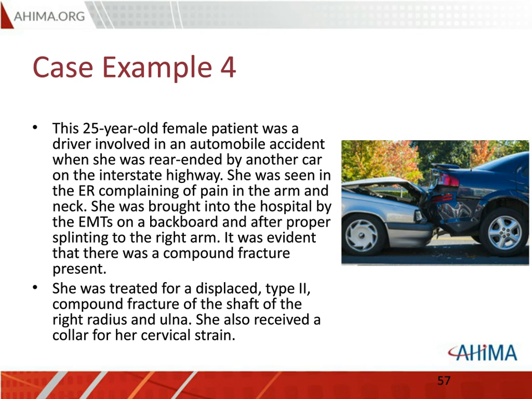They properly splinted the right arm. It was evident that there was a compound fracture present. She was treated for a displaced type 2 compound fracture of the shaft of the right radius and ulna, and she also received a collar for her cervical strain. So think about what injuries are going on here. The documentation that we have is the type of open fracture, right? And by definition, the word compound means an open fracture.